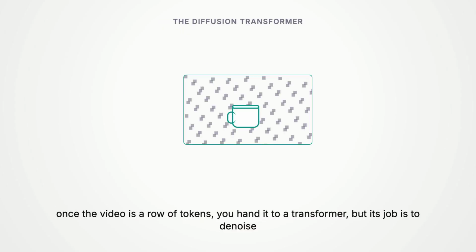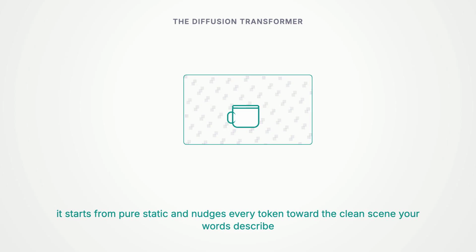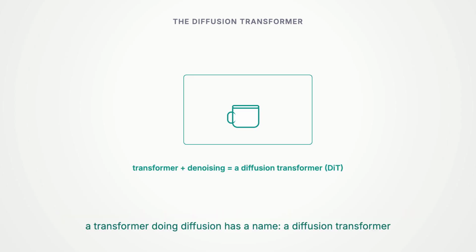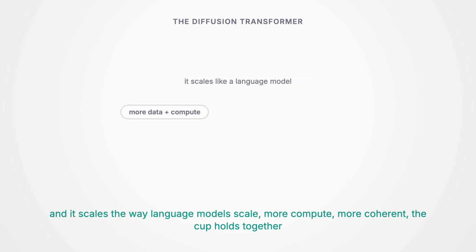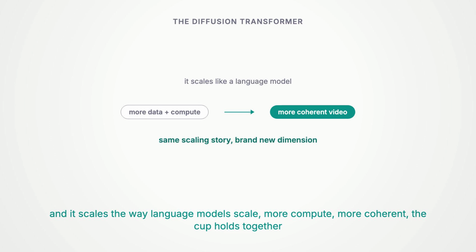Now the engine. Once the video is a row of tokens, you hand it to a transformer, the exact machine from the language season, except here its job is not to predict the next word. Its job is to denoise. It starts from a block of pure static and over a series of passes, nudges every token toward the clean scene your words describe. A transformer doing diffusion has a name. People call it a diffusion transformer. And this is the quiet reason these models got good so fast, because a transformer scales the way language models scale. Pour in more data and more compute, and just like a chatbot, the video gets more coherent.